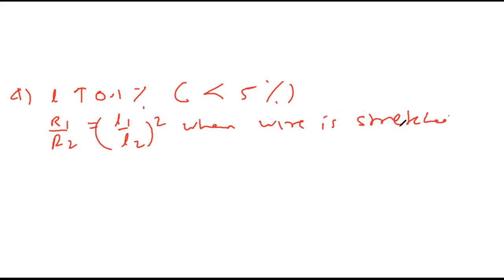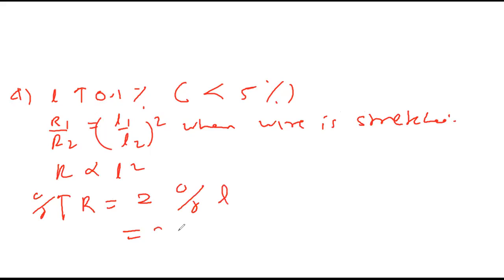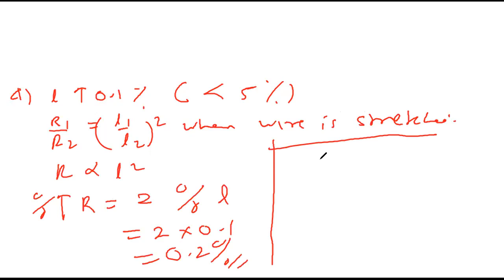When wire is stretched, so I can say R proportional L square. Percentage increase in resistance is 2 times percentage increase in length. So 2 into 0.1 equal to 0.2%. This is the answer. Now some of you may say, sir, then if it is more than 5, what to do? Then you will write like this.